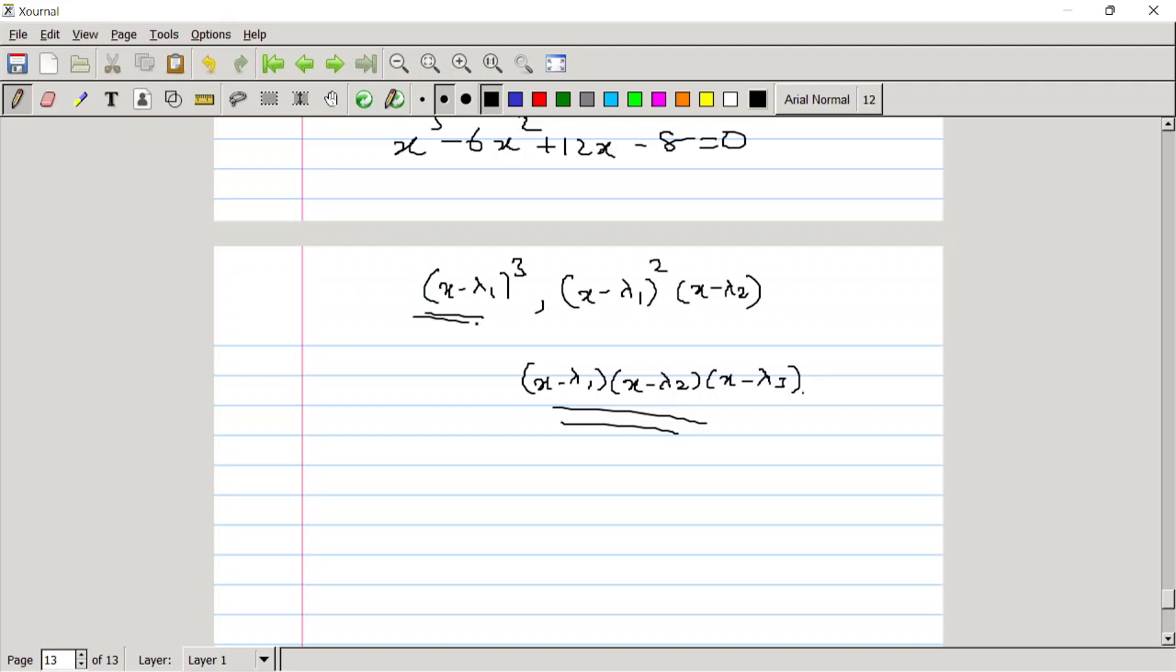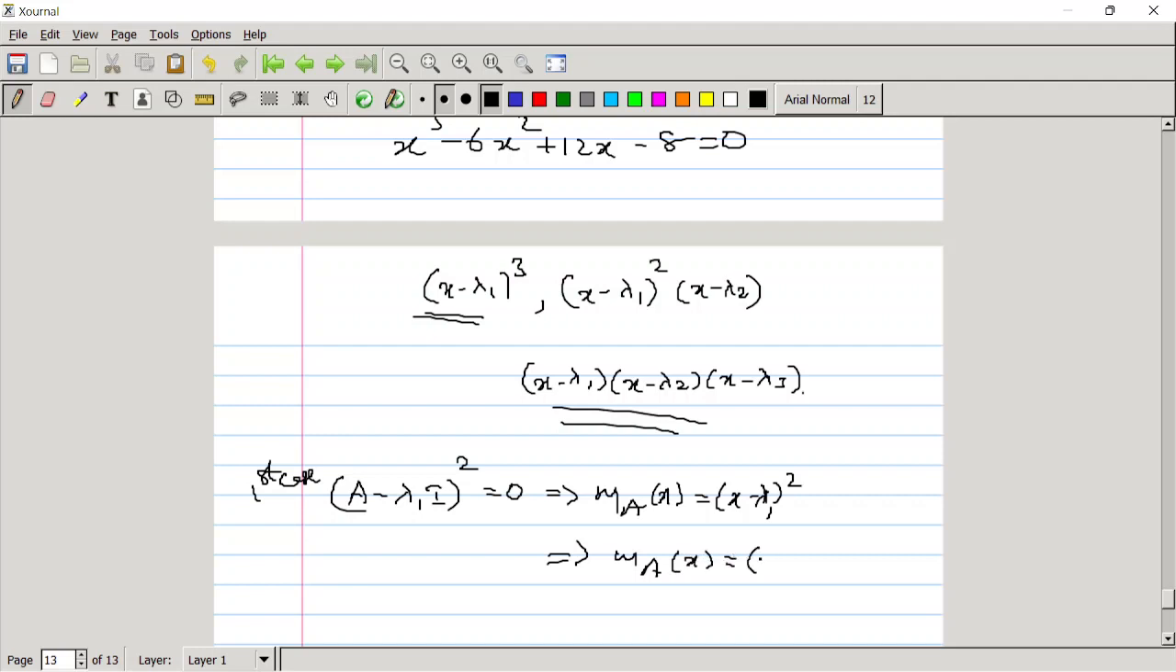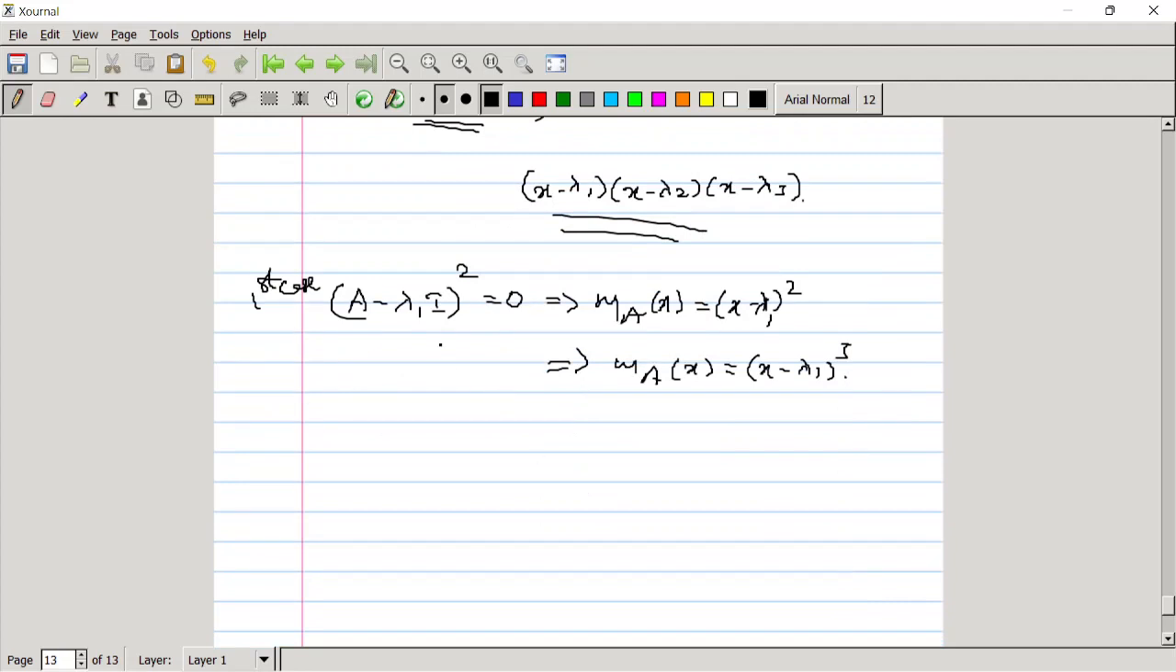In the first possibility, you just calculate A minus lambda 1 I whole square. If this is equal to 0, then the minimal polynomial has to be x minus lambda 1 whole square. If this is not equal to 0, then the minimal polynomial has to be x minus lambda 1 whole cube.